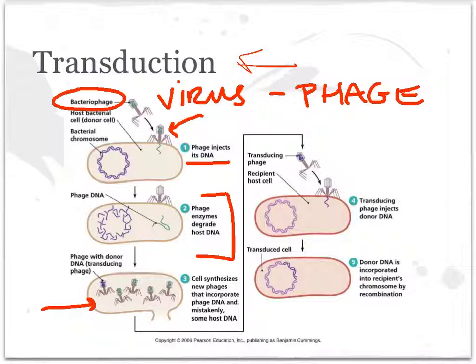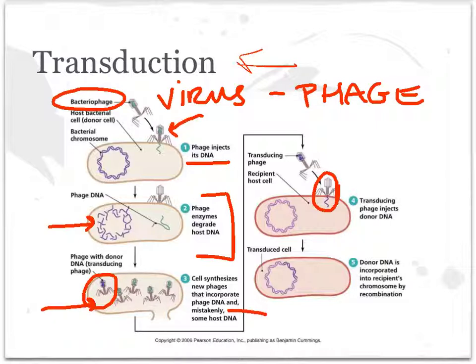It synthesizes new phages that incorporate its own DNA, but sometimes, and importantly, mistakenly, some of that bacterial DNA that had been put into fragments. So this particular phage right here possesses some of the bacterial DNA along with its own phage DNA. And that phage now can attack and insert new DNA into a new bacterium. Of course, the DNA that it's now inserting is DNA of the virus itself, but also of the original host bacteria. So now we've inserted new foreign bacterial DNA into a new bacterium cell.